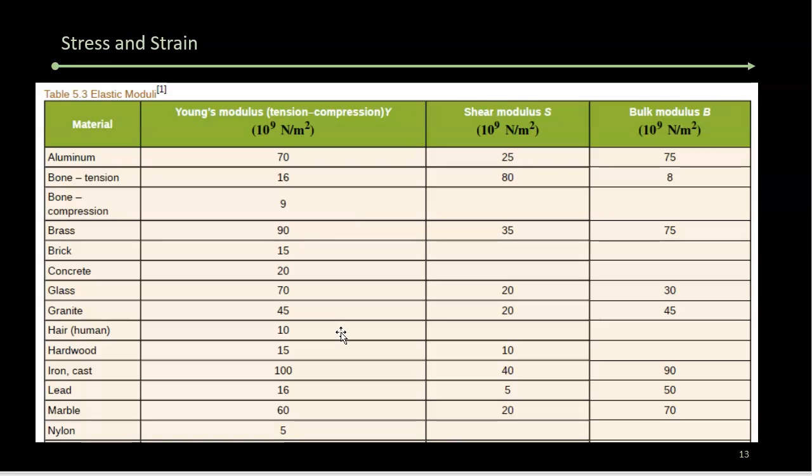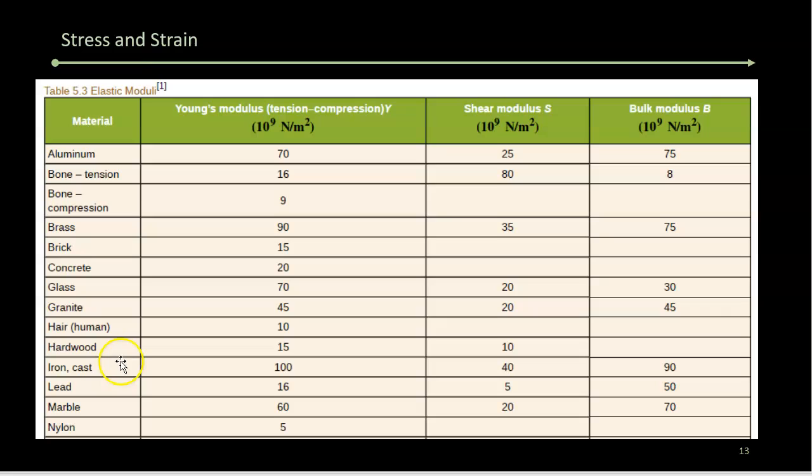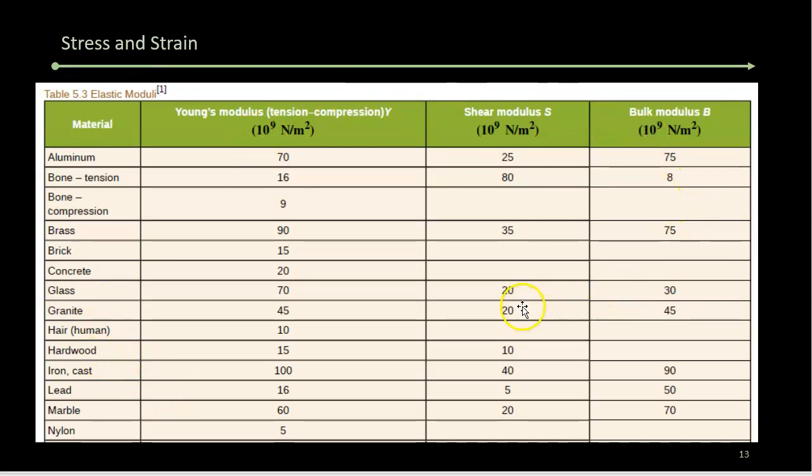Bone compression, you know, and shear is different for these. This is why you worry about forces that are not in the direction things are designed to be in terms of shear for aluminum. And I think that pretty much gets us there. And I'll get some problems in as soon as I can, and we'll keep on moving.